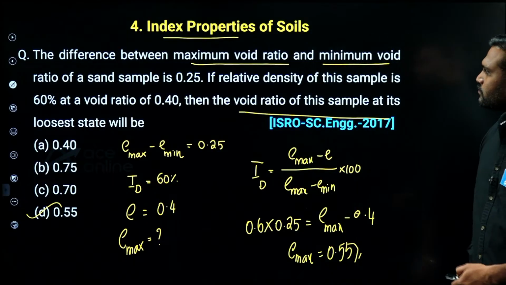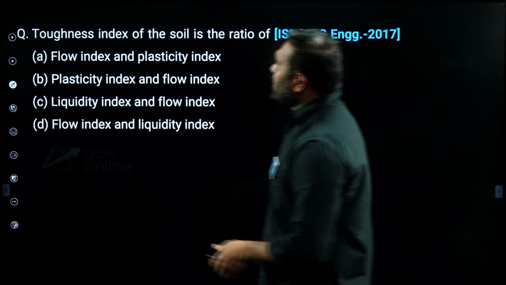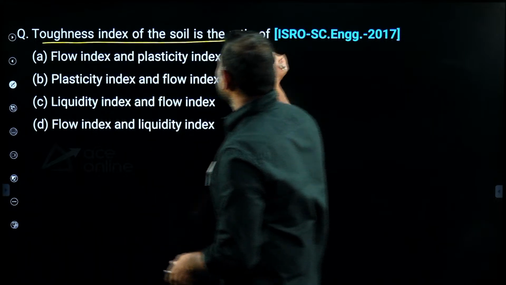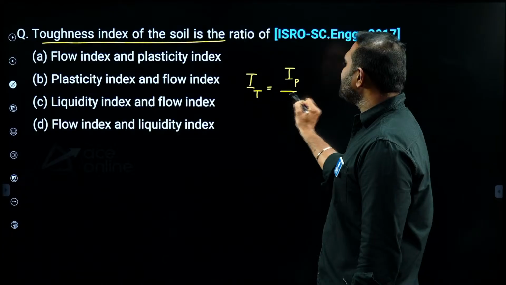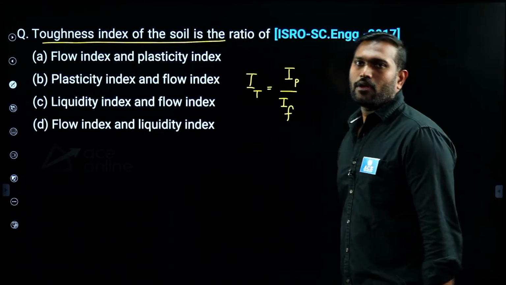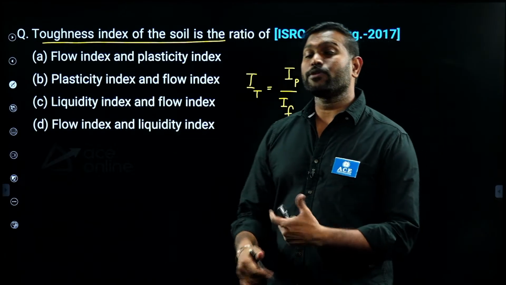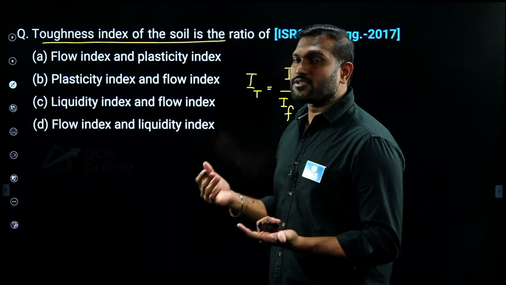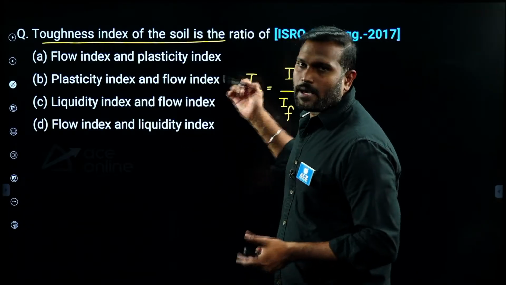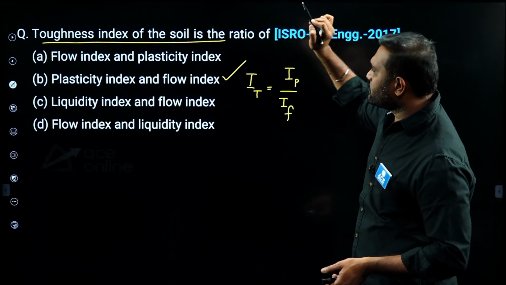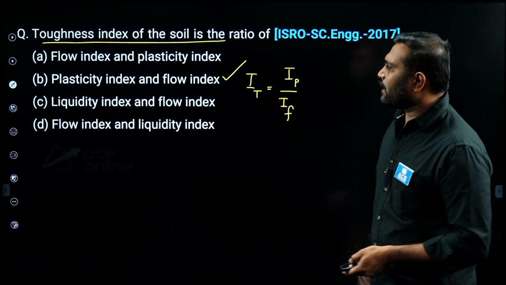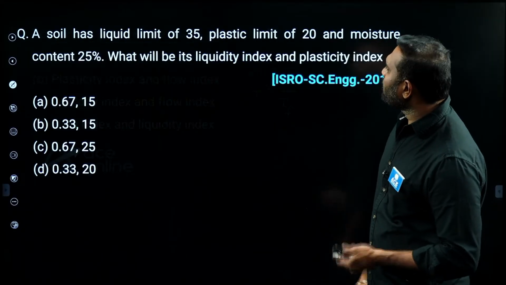Okay. Next, toughness index of a soil. Toughness index is nothing but the ratio of the plasticity index to the flow index. You know flow index is inversely proportional to the strength, so toughness represents the strength. IT is equal to IP by IF, which is nothing but plasticity index and flow index.